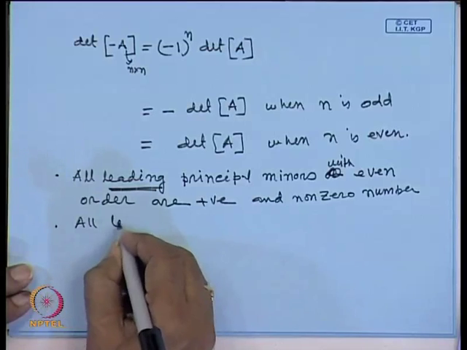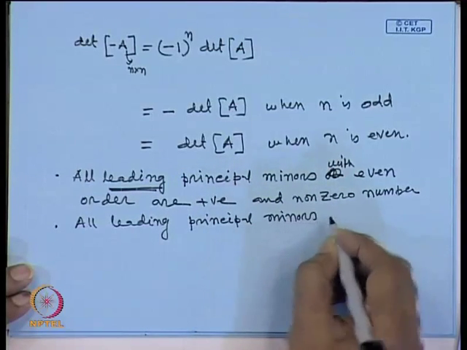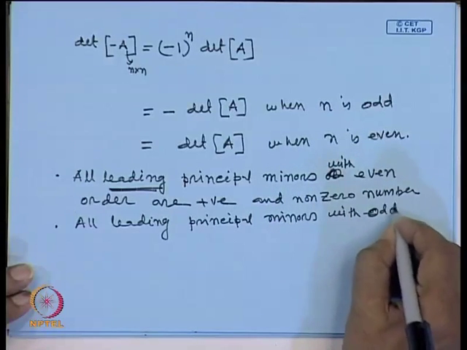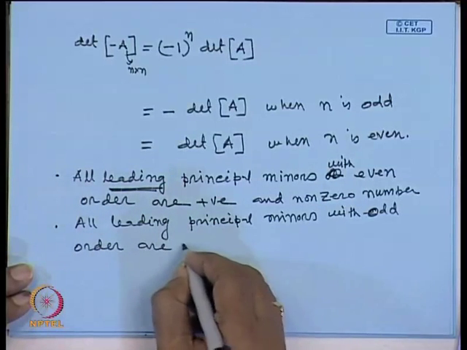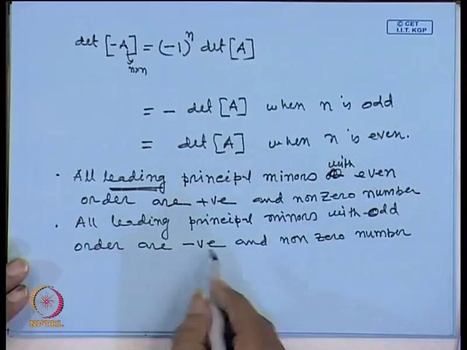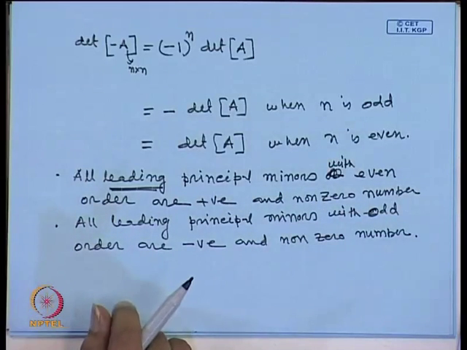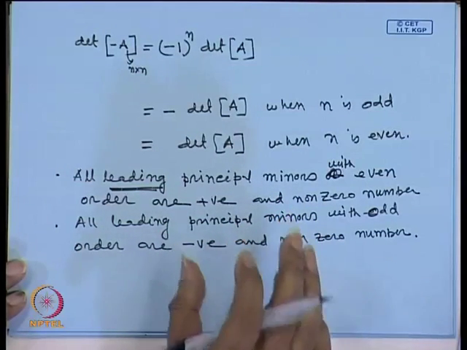Again, all leading principal minors with odd order are negative and non-zero numbers. So, the determinant of odd order will be negative, it cannot be zero. Agree? So, now this is the test. Alternately, first order will be negative, second order leading principal minor will be positive, third order leading principal minor will be negative, fourth order leading principal minor will be positive, and so on until you reach the original system order, that means n cross n.